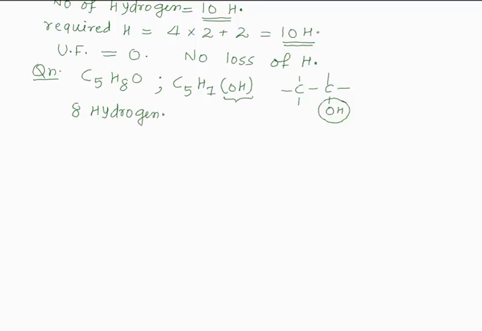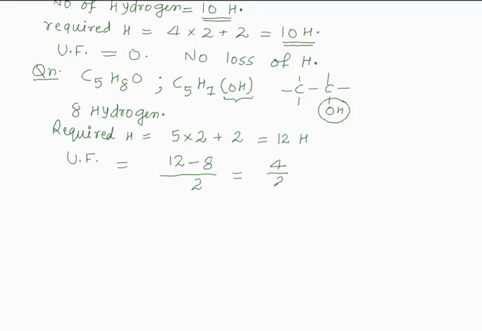And how many hydrogen are required? We can calculate the required hydrogen in this case: 5 into 2 plus 2, that is 12 hydrogen required. So we can calculate the unsaturation factor, that is the number of hydrogen required minus the number of hydrogen we have, divided by 2. So we have in this case unsaturation factor 2. So there is a loss of 4 hydrogen, or we can say there is an unsaturation factor of 2 in this case.